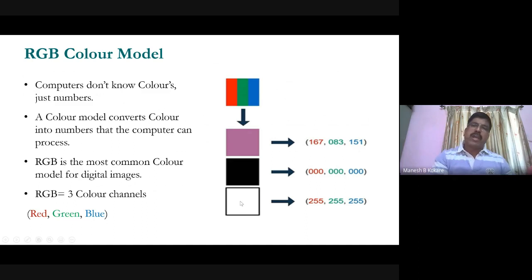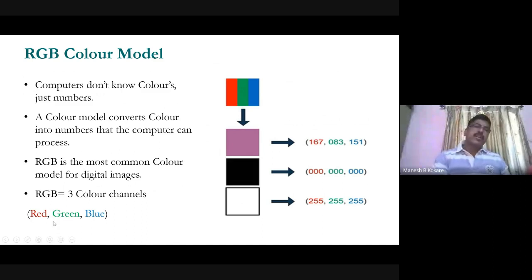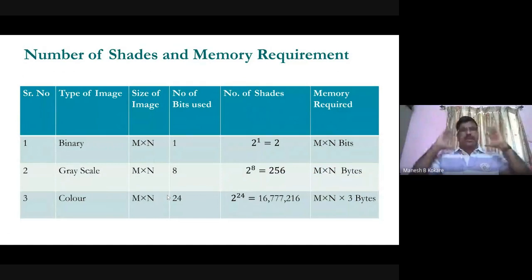If it is all 255 in the R plane, G plane, and B plane, then it will look white. And between this 0 and 255, I told you that there are 2 raised to 24, that is 16 million color shades, and every shade will have different components of R, G, and B. So there are 3 channels: the R channel, the green channel, and the blue channel, which are used for representing the color image. So these are the number of shades and memory requirement in the representation of an image in a computer vision system.